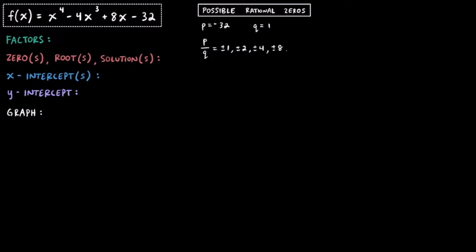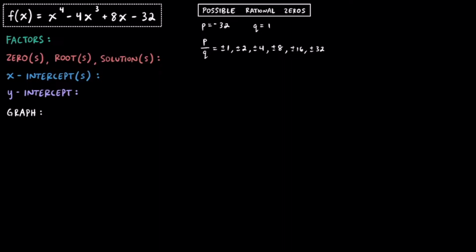Dividing all the factors of negative 32 by all the factors of positive 1, we're going to get these 12 factors. If this polynomial has any rational zeros, they have to be on this list. At this point, you just want to pick one of these rational zeros on the list and see if it's going to be a zero. While you may pick a few that don't work at first, eventually you're going to find one.